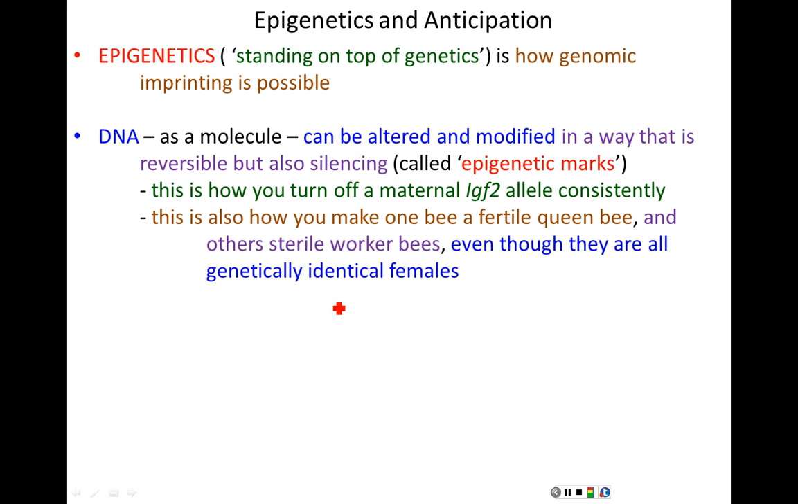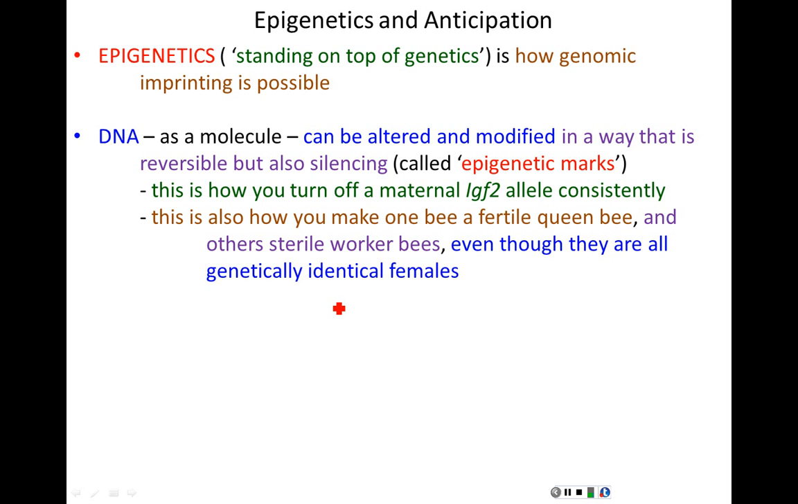Some of you may know the story about bees. There's only one fertile female bee in a beehive, and that's the queen bee. All of the baby bees come from that one fertile queen bee. So how do you make one fertile bee and all the other female bees sterile worker bees? How do you do that when every bee in the hive is genetically identical? They have the same exact genome, the same exact alleles, but one of them is large and reproductive and the others are smaller and non-reproductive?